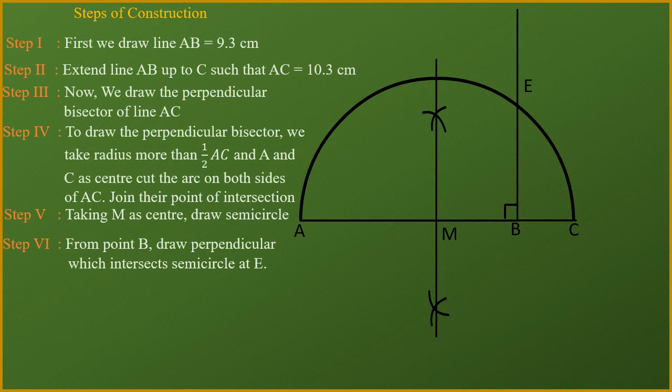Now you will draw the semicircle, and from the point B you will draw one perpendicular. For making the perpendicular you can use your compass or you can use the protractor also. That perpendicular will intersect the semicircle at a point E. Okay, from the point B you have drawn the perpendicular, and that perpendicular is intersecting the semicircle at a point E.